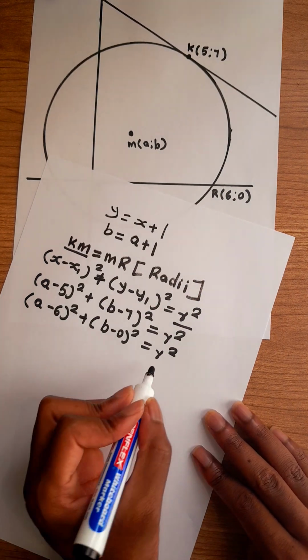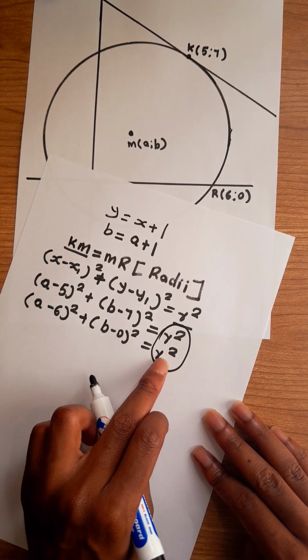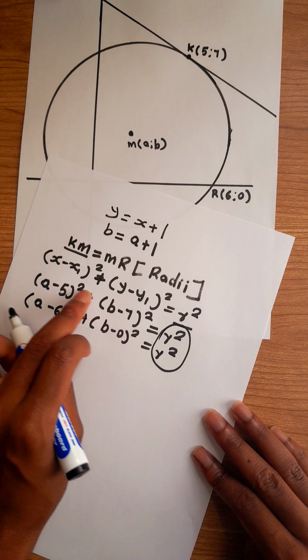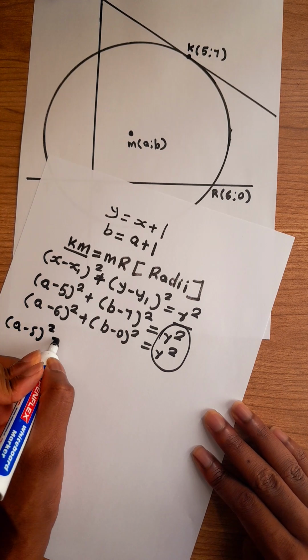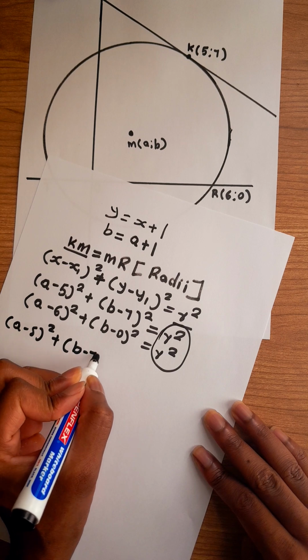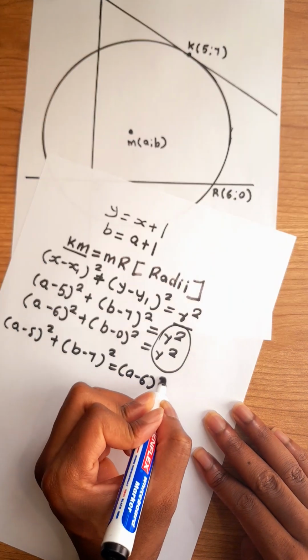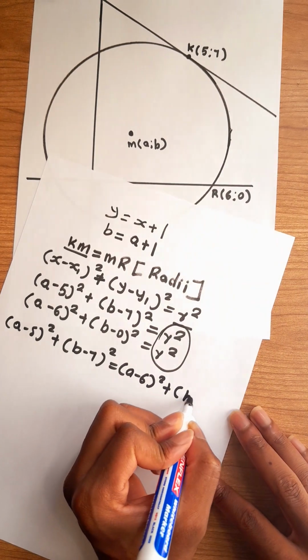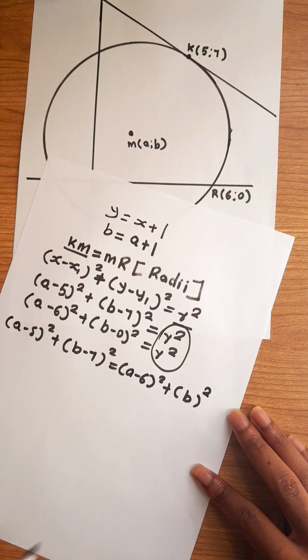So what do I notice? I notice that both these equations equal r squared. The radii are equal. So I'm going to equate these two equations. So I'm going to have a minus 5 squared plus b minus 7 squared equals a minus 6 squared plus b minus 0, which is just b squared, right?